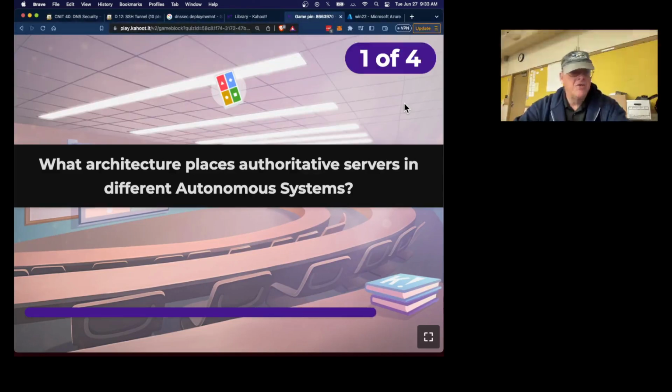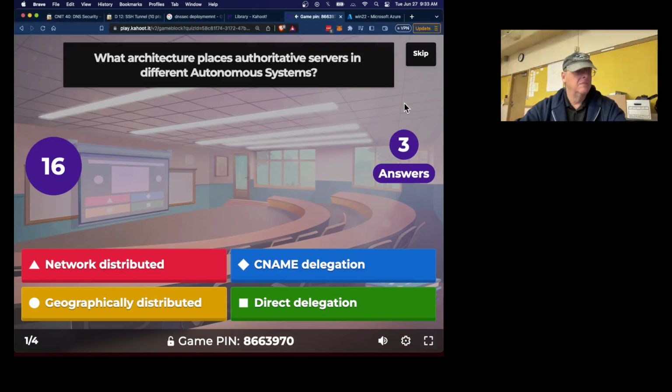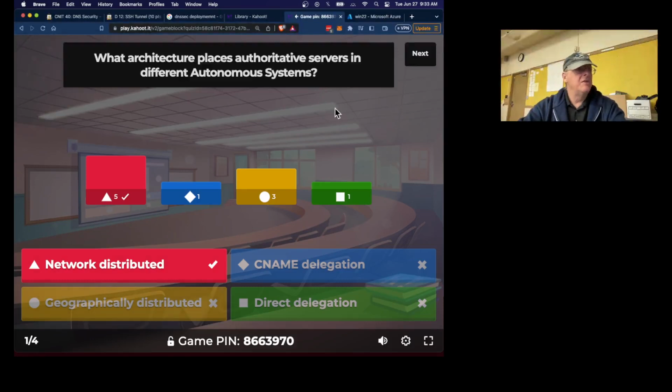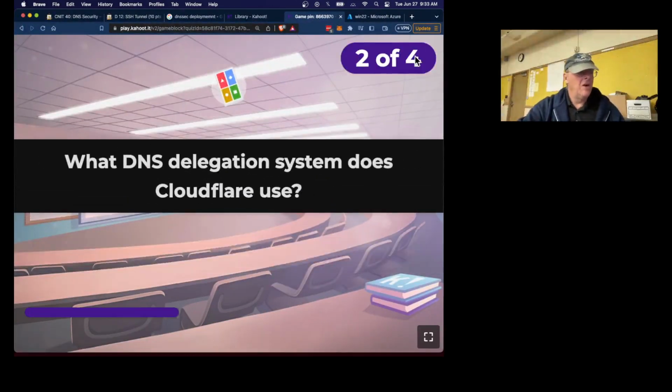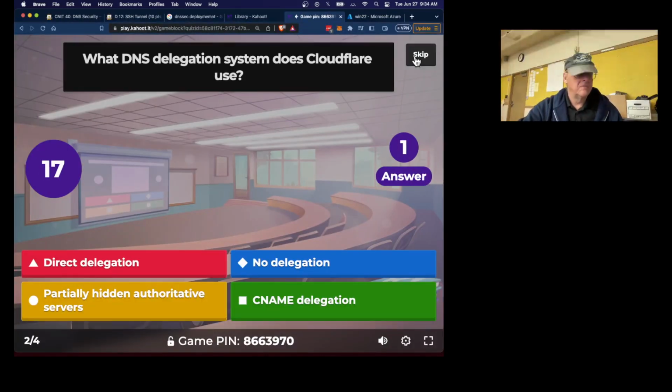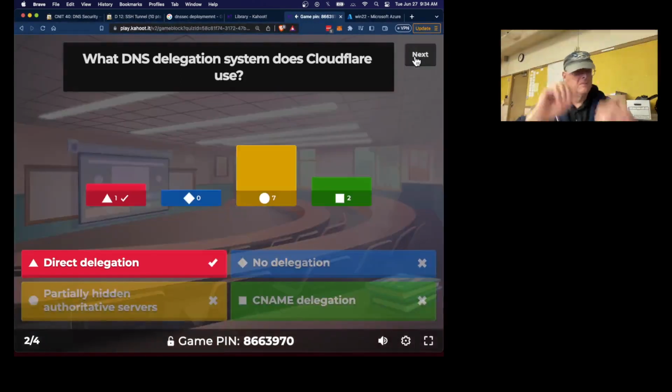So, which architecture places authoritative servers in different autonomous systems? All right, that's network distributed. All right, what does Cloudflare use? All right, it uses direct delegation. They have to be your authoritative DNS. So you have to trust them. If Cloudflare goes down, your site is down.